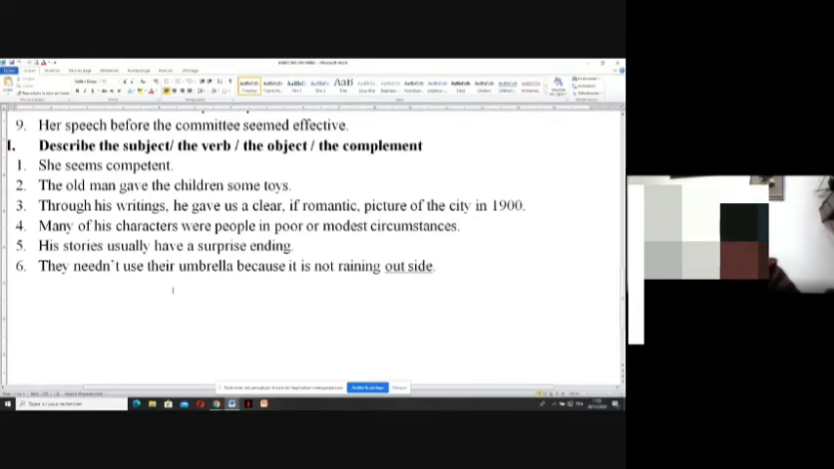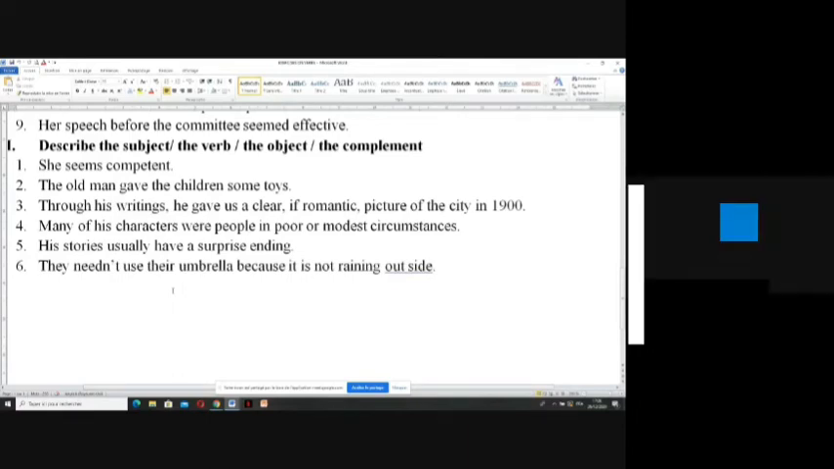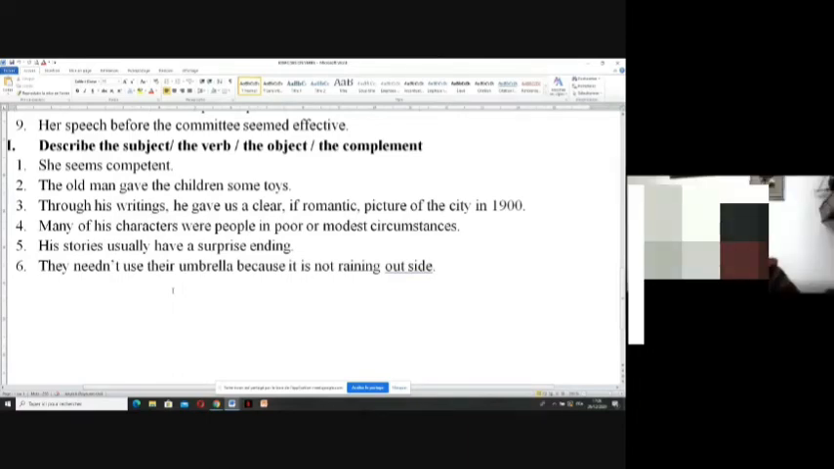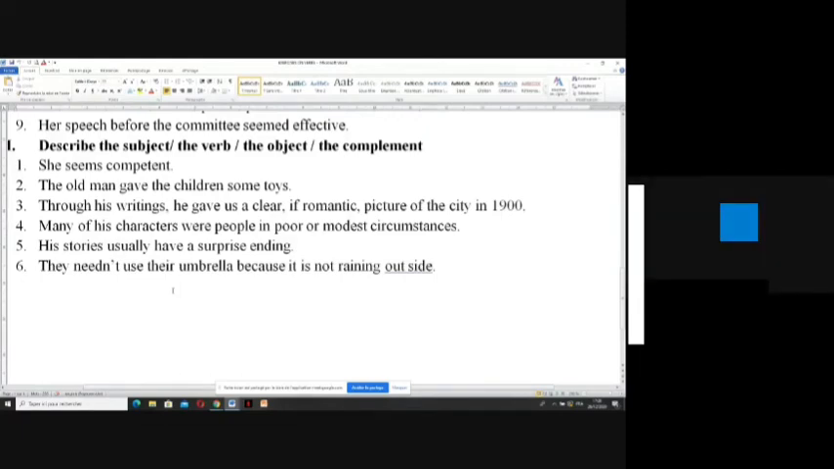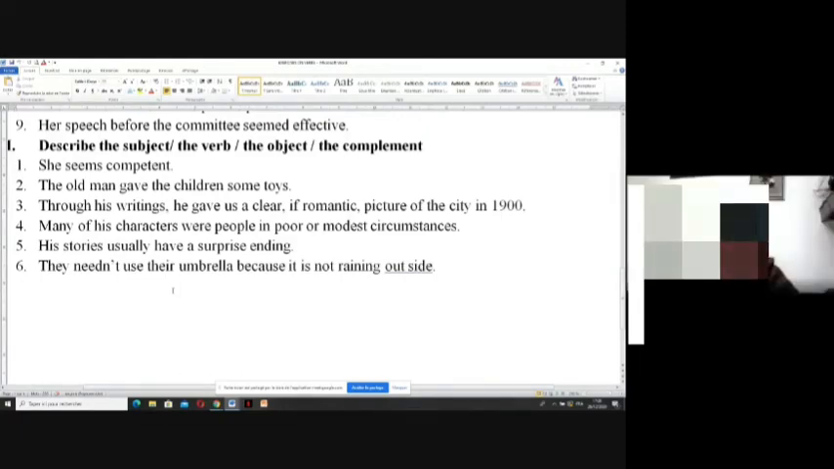So some toys is a noun phrase functioning as a direct object. To whom? To the children. The children is a noun phrase functioning as indirect object. So the verb here contains an indirect object and a direct object. Then we call it ditransitive.